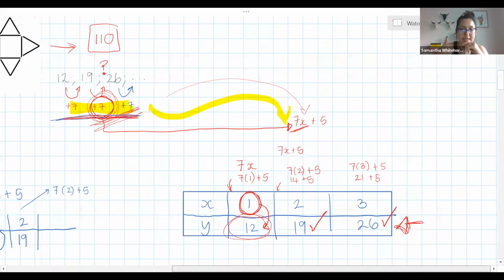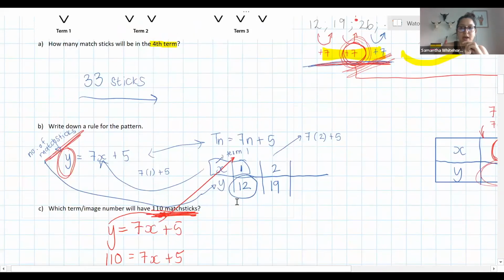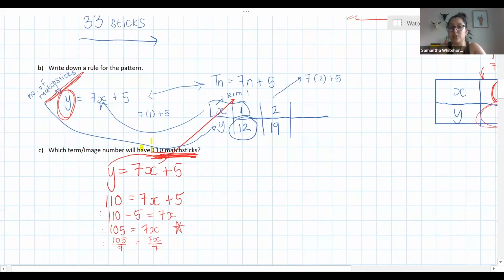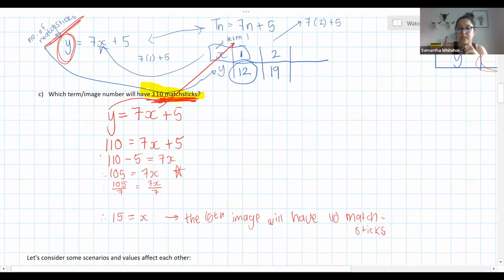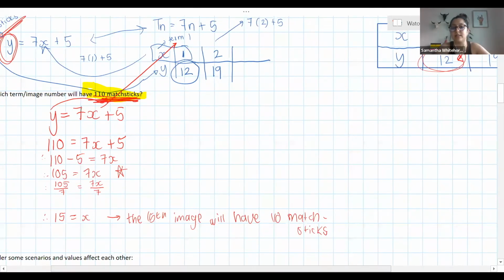Right, again, guys, the 110 came from the question. It wasn't something I just pulled out of a hat. It was in the question. That is why I used 110. So 110 is how many matchsticks will be in the 15th image, or the 15th term. And that is what we've written down over here, that the 15th term or the 15th image will have 110 matchsticks.